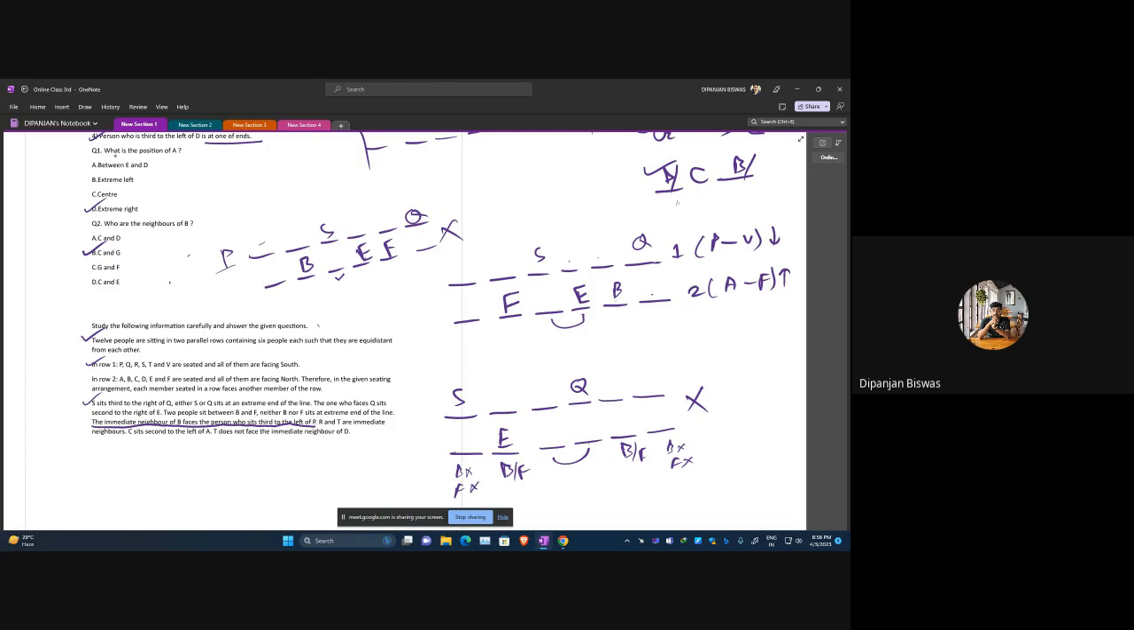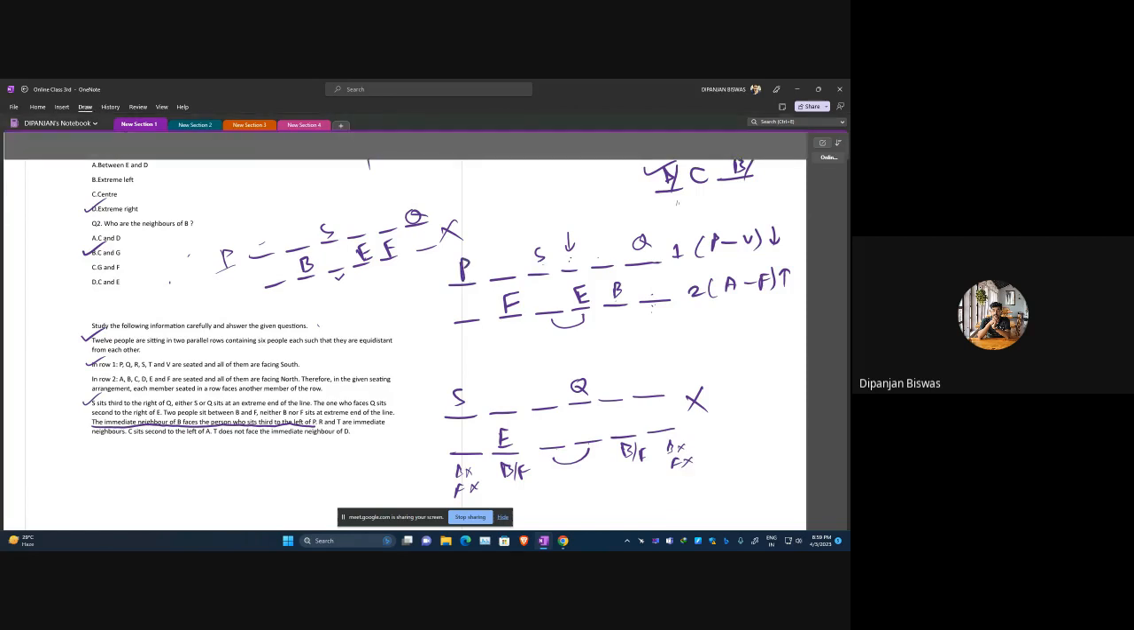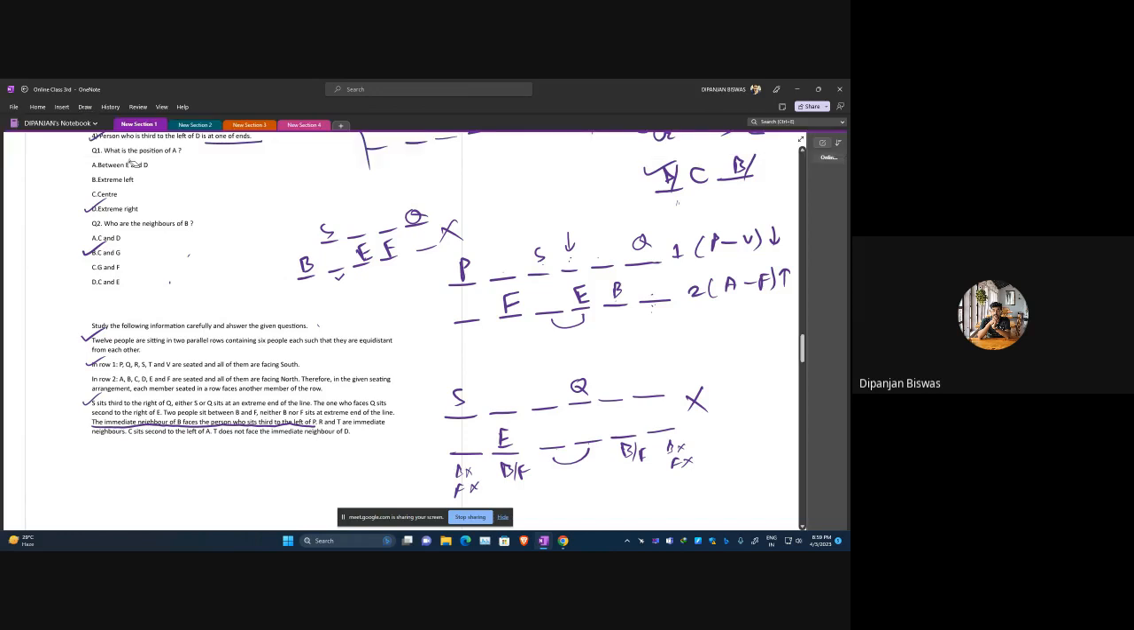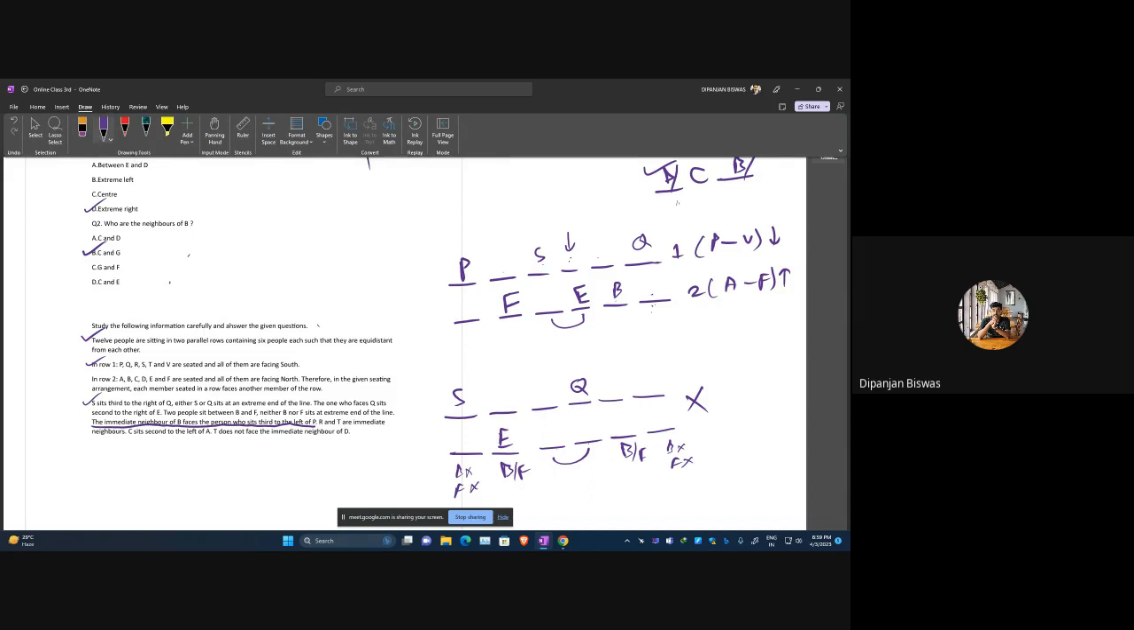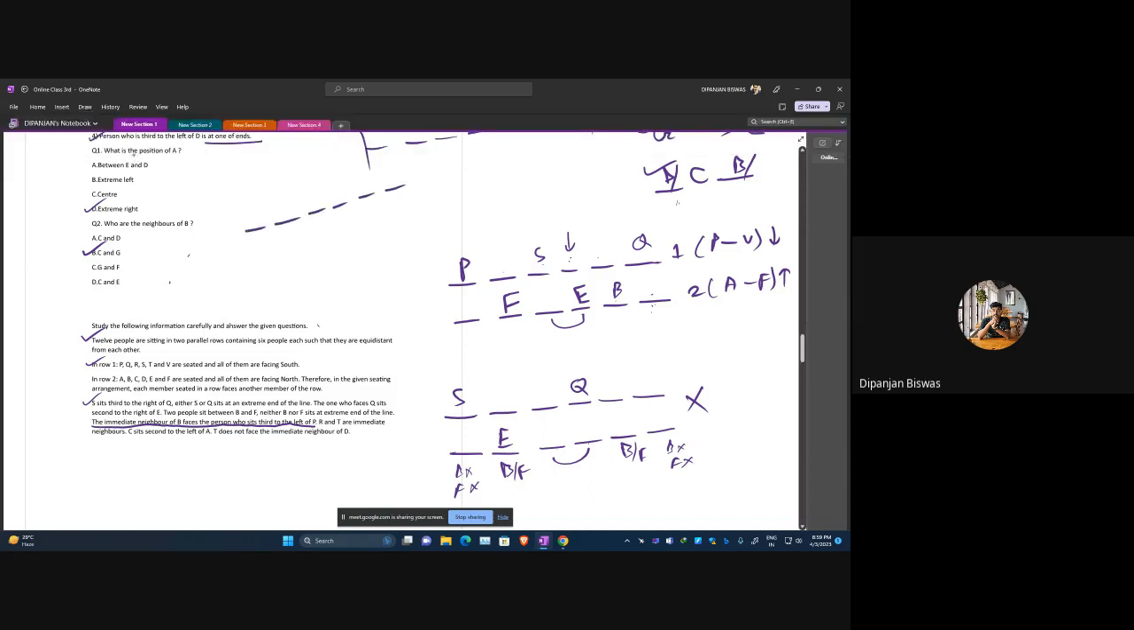Coming to this one. There are 2 immediate neighbors of B: E and this person. Let us start with E. So the person facing E is him. He should be sitting third to the left of P. So P should come here, 1, 2, 3. As you can see, these are a bit difficult questions. You have to draw a lot of possibilities. 1, 2, 3, 4, 5, 6.